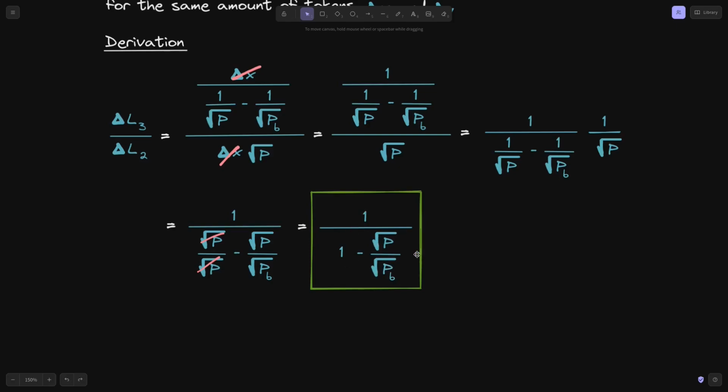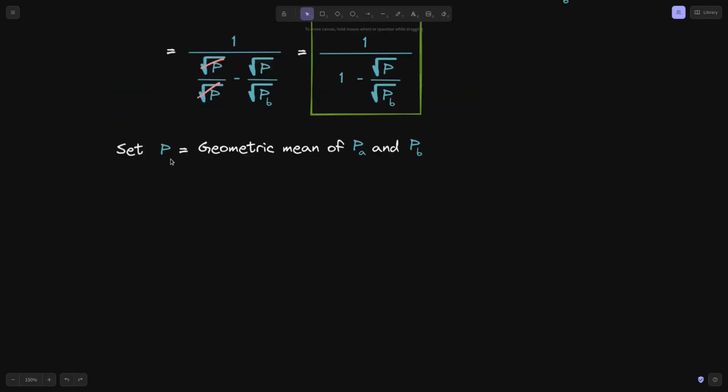What we're going to do next is replace this current price P with another number. We're going to say that the current price P is the average of P of A and P of B, the geometric mean of P of A and P of B. Since this will be the average, P will be between P of A and P of B. The geometric mean of P of A and P of B is equal to the square root of P of A times P of B.